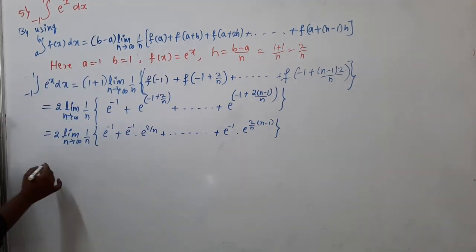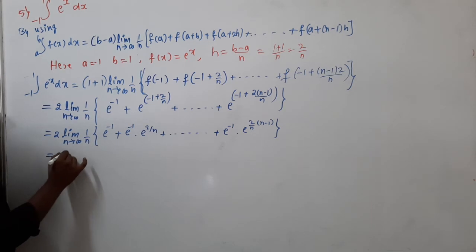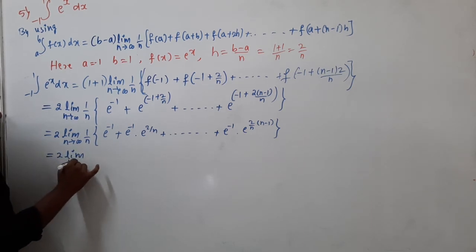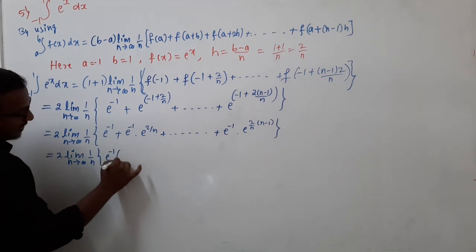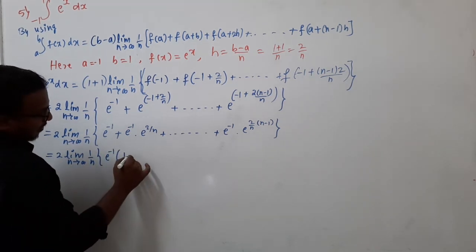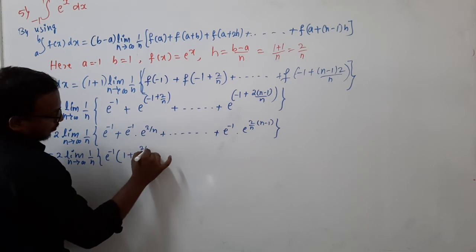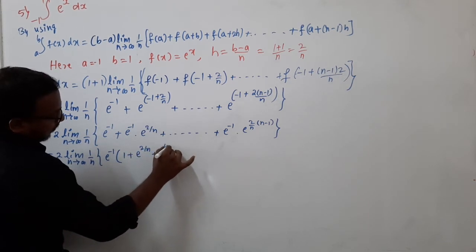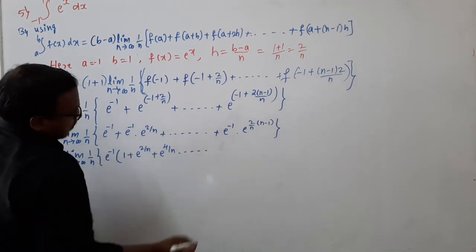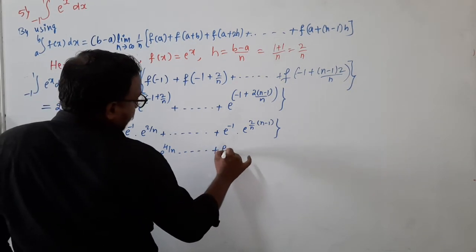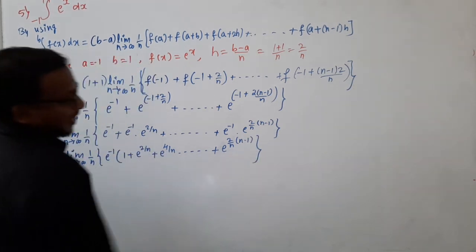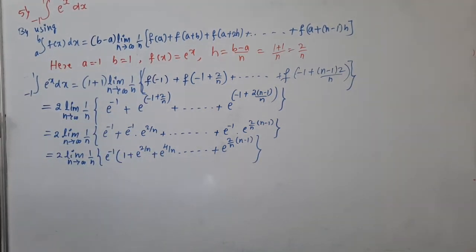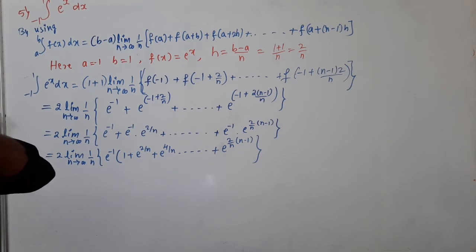Now take e to the power -1 as a common factor. The remaining values are 1 plus e to the power 2 by n plus e to the power 4 by n, and so on, up to e to the power 2 by n into n minus 1.